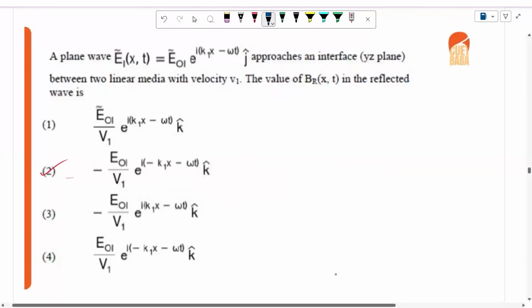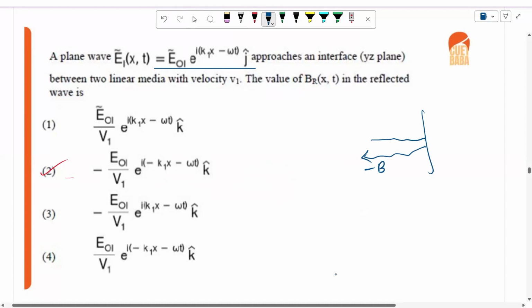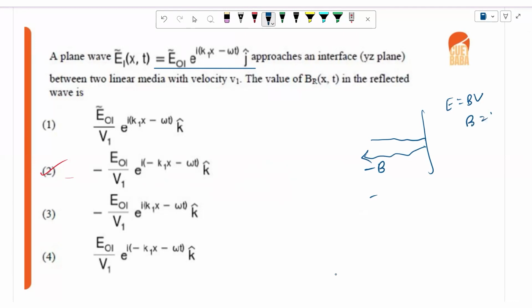And here it is asking the reflected energy, reflected wave. So for reflected wave, it is equal to minus B, right? And minus B is equal to BV. So V is equal to minus E by V, right? So minus E by V. So this will be the coefficient, and it is going in the negative direction. That's why here a negative will also be present. So second is the correct option.